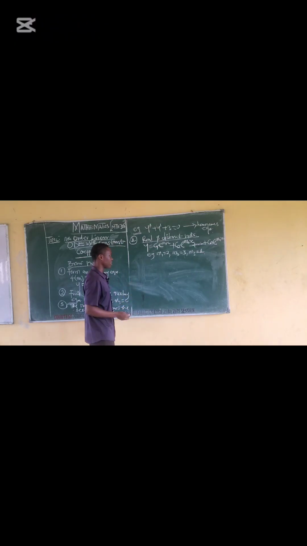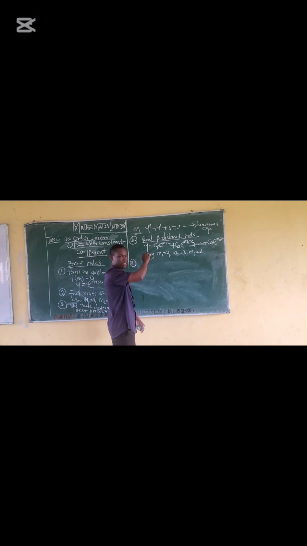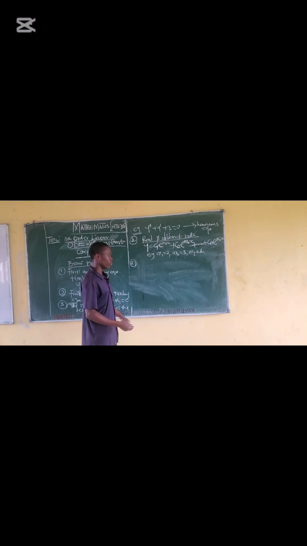It is a real and a distinct root. So this is the first condition. So I'm going to give you again the second condition. Since we've gotten the real and distinct roots, if I get a real and distinct root, this is what I will use in order to substitute the values of m1, m2, and then maybe any number of m you've gotten.